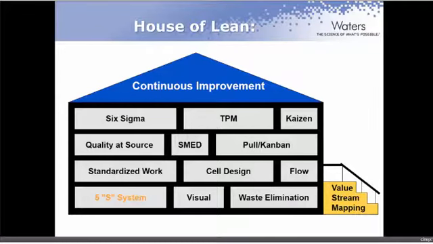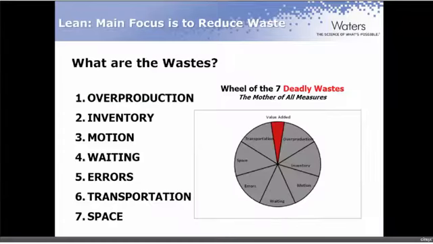And this presentation will go into those 5S's. What is the 5S system? Let's get started, because lean is really all about reducing waste. Waste in your processes, waste in your inventory, waste in your motion. And these are 7 levels of waste that you're looking for.